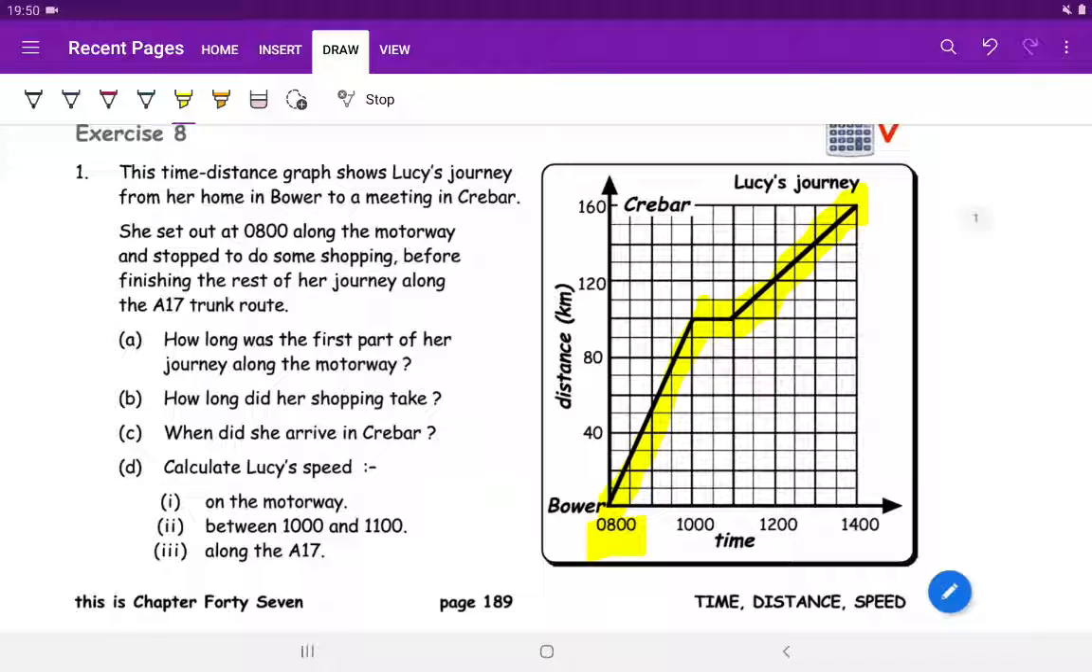How long was the first part of her journey along the motorway? So until she stops here, that's the first part of her journey. Halfway between 80 and 120, that's going to be 100 kilometres.